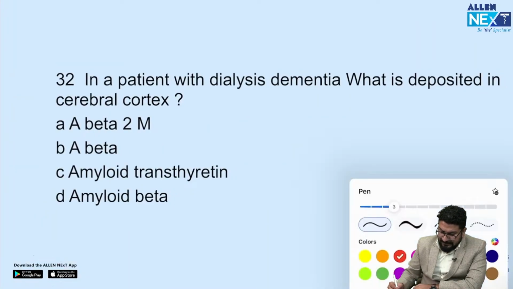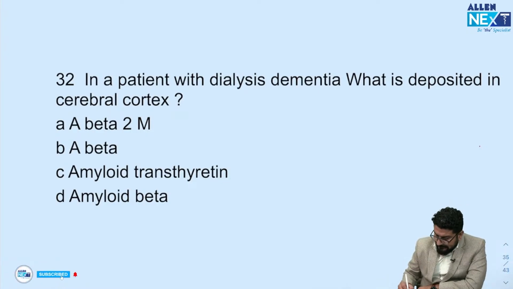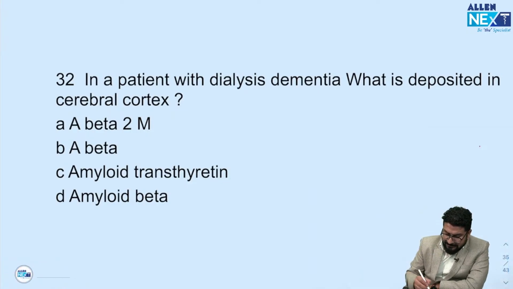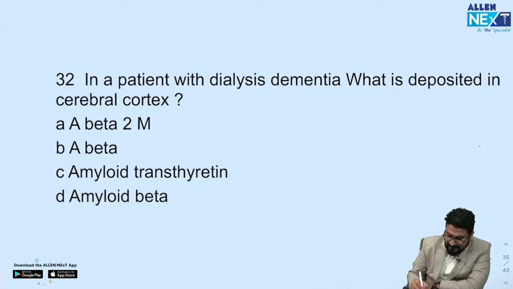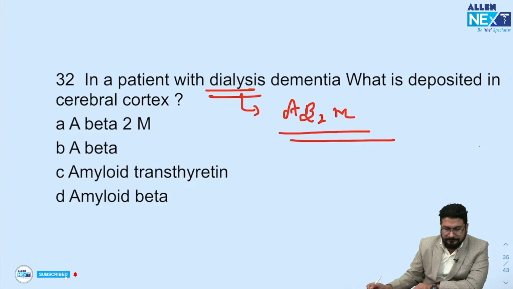In a patient with dialysis dementia, what is deposited in cerebral cortex? So understand this. In cortex, what you will see is a different type of amyloid. In dialysis, you will see A beta 2M. I think this was the question, and this is the answer for this question.